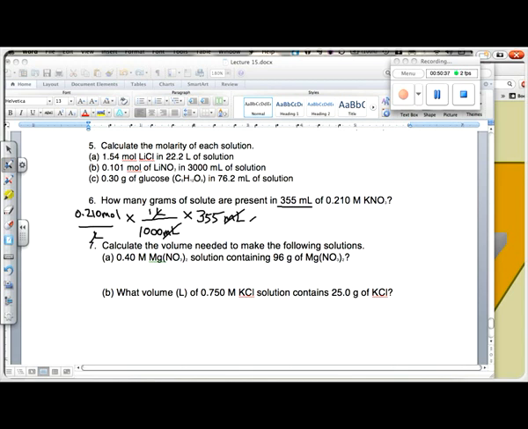But I know how to go from moles to grams. Here's my formula. Potassium is 39.1 plus 14 for the nitrogen, plus 48 for the oxygens.